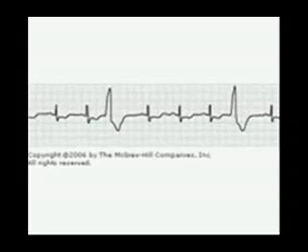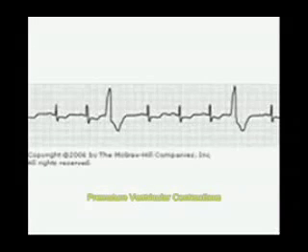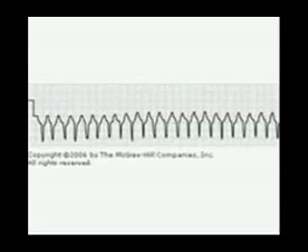Now let us see premature ventricular contractions. Here the third and seventh beats, they are premature ventricular contractions. That means ventricles are contracting before their time. And premature ventricular contractions, they may be single or double, that is bigeminy, or trigeminy, when there are three premature ventricular contractions.